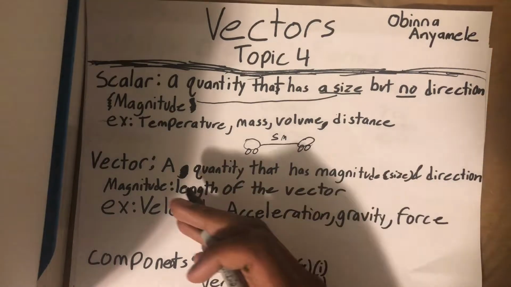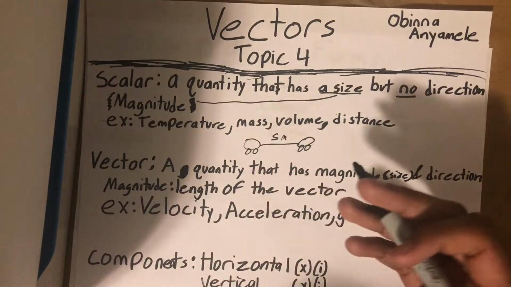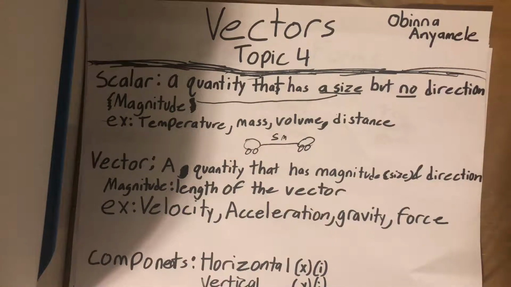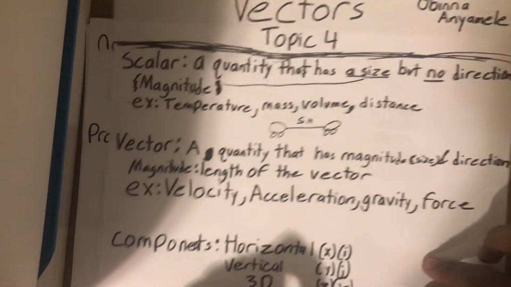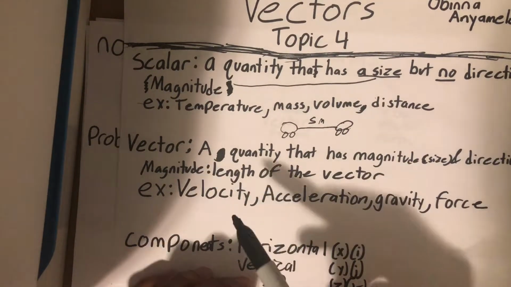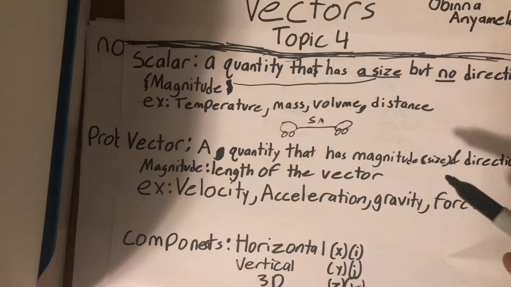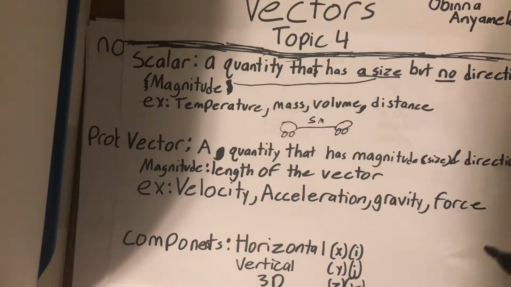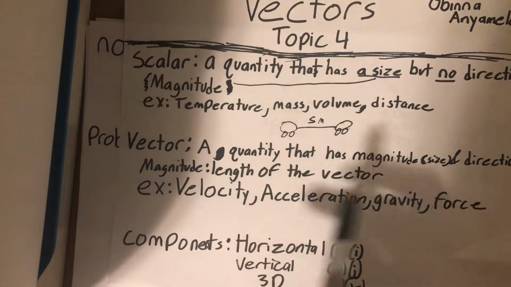Examples of this include temperature, the mass, volume, and then distance, because it's something that has a size but no direction. And then what we have now are what this whole unit is about. We have vectors, which is a quantity that has a magnitude, which is that size that we're talking about, but it also has a direction instead of having no direction. Then the magnitude is the length of the vector.